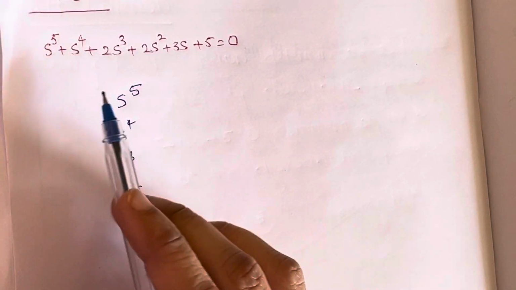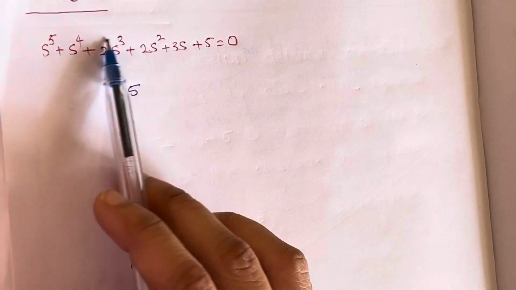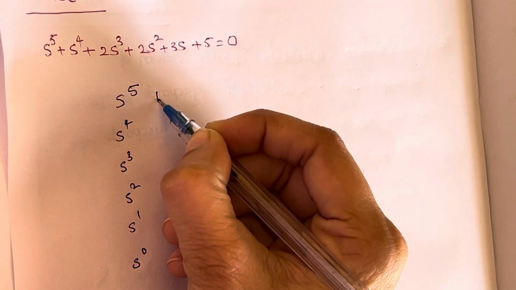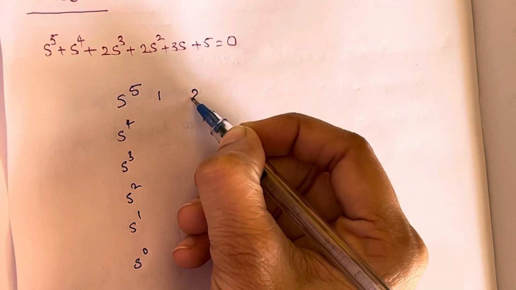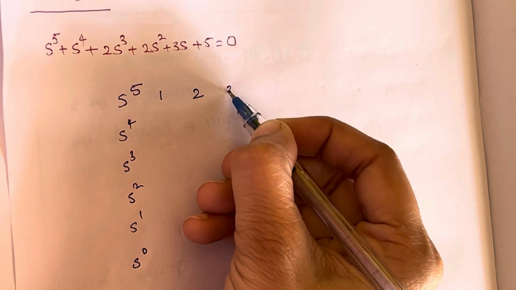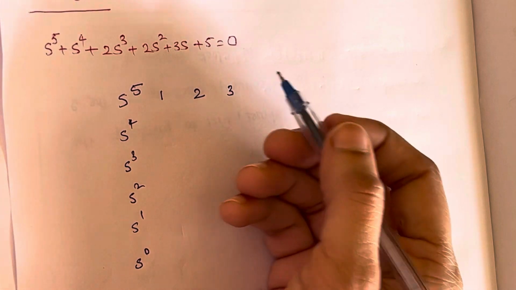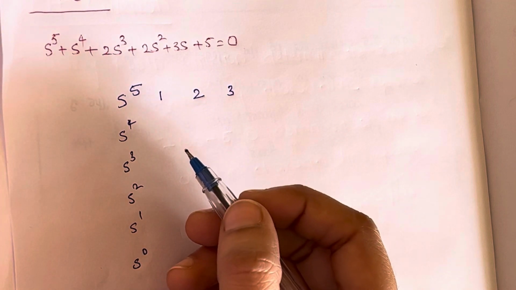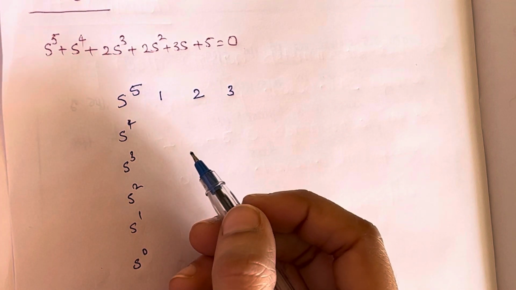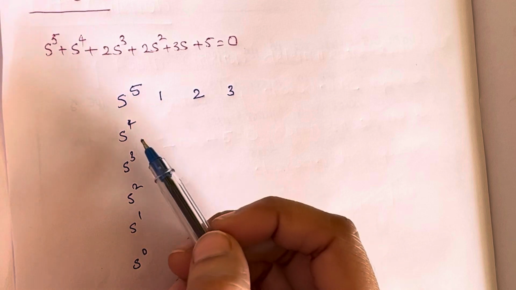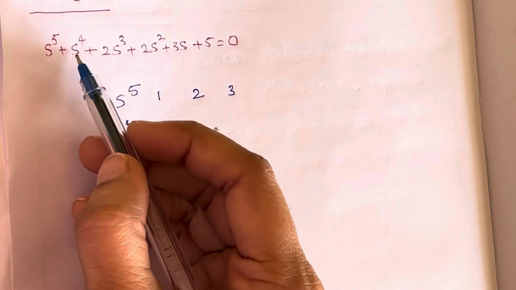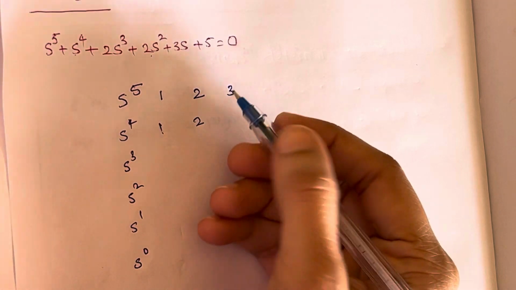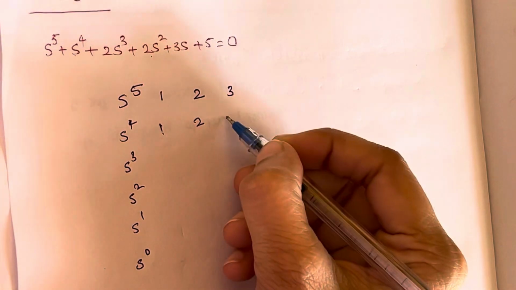Now the second step is we have to write the coefficients. For S power 5 we will write 1, 2, 3, and that's all. For S power 4 what we have is 1, 2, and then we have 5.